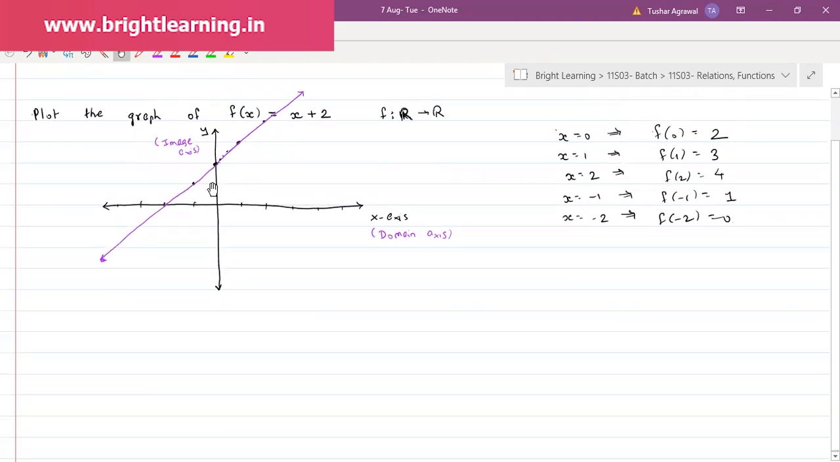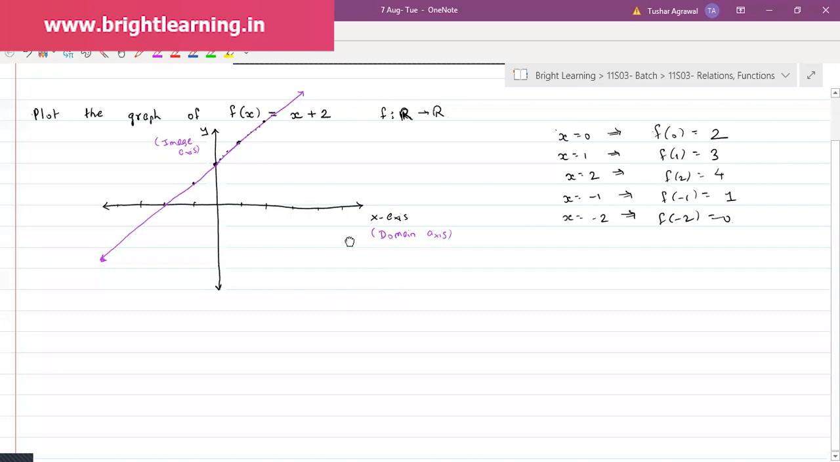So what are the important points to take from this example? The horizontal x-axis is generally the domain axis. The vertical y-axis is the image axis. We take any point on the x-axis and plot its corresponding image on the y-axis and join all such points. Here I have connected all these points and found that they form a straight line. So this straight line is the graph of the mapping f of x equal to x plus 2.